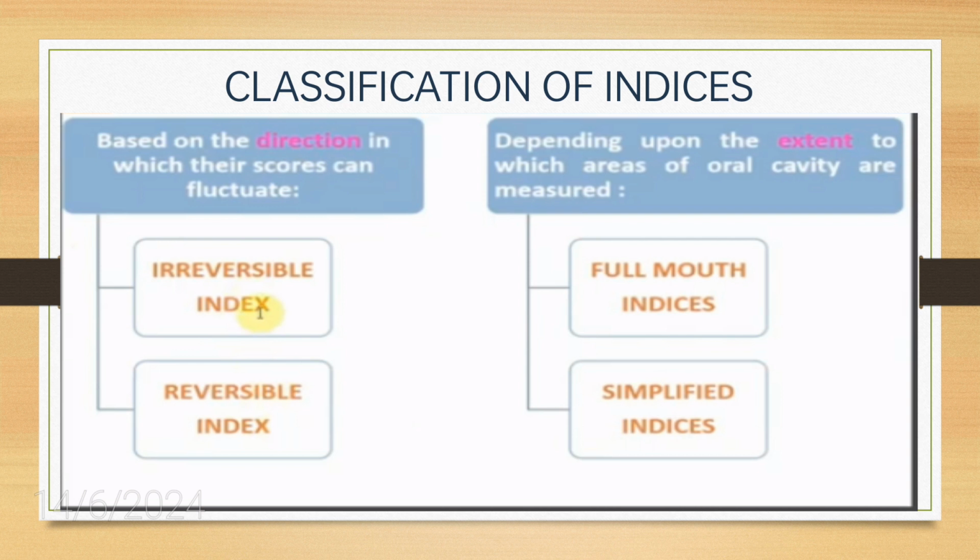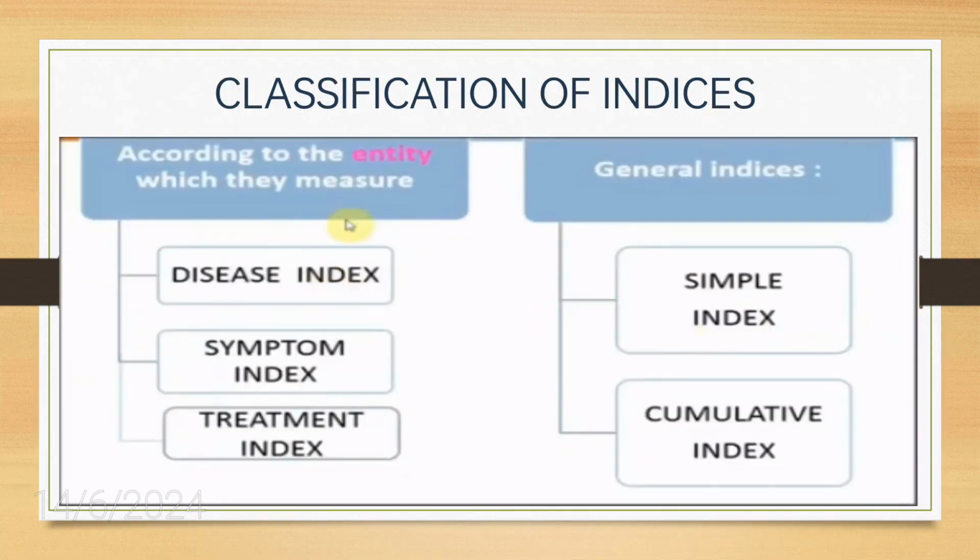Simplified index is to evaluate the specific parts or subsets of the mouth. Example of simplified index is simplified oral hygiene index. It evaluates particular teeth and scores are given accordingly. The next classification is based on the entity which they measure. According to the entity, they are classified as disease index, symptom index and treatment index.